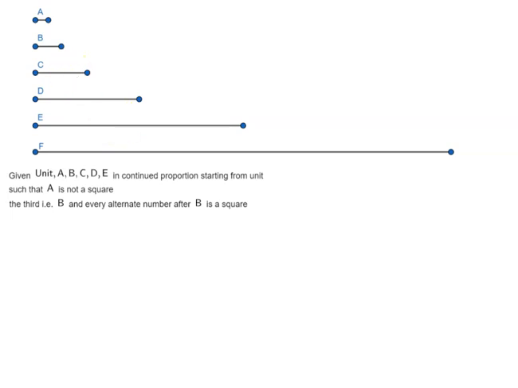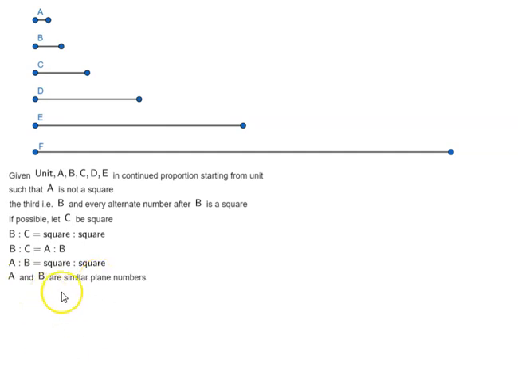So let's take C. If possible, let C be square. So, which means what? B is to C is equal to square is to square. Why? Because B is a square here and we have assumed that C is a square. So their ratio will be equal to square is to square. But because it is in continued proportion, we can also say B is to C is equal to A is to B, which means since B is to C is equal to square is to square, we can say A is to B is equal to square is to square.